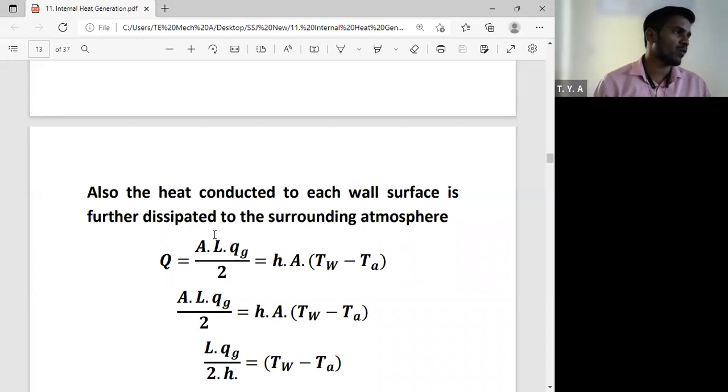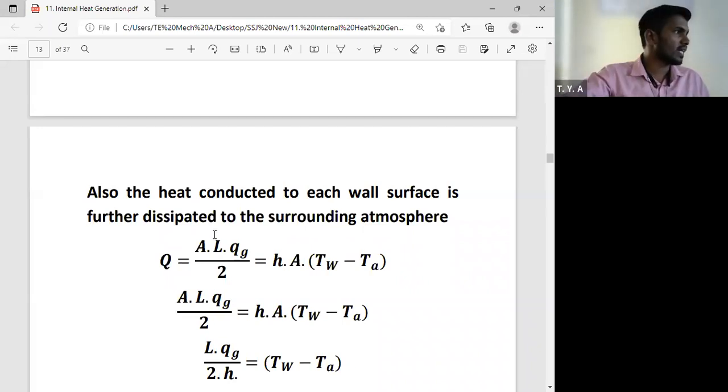So what is the equation for the convection? So we have to equate that equation to that particular heat transfer. Okay. So what is our final equation? A into L into QG by 2 is equal to what is the heat loss due to the convection? HA into delta T. So in that form we have to write down that equation.